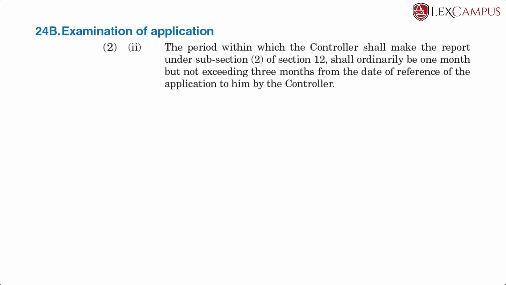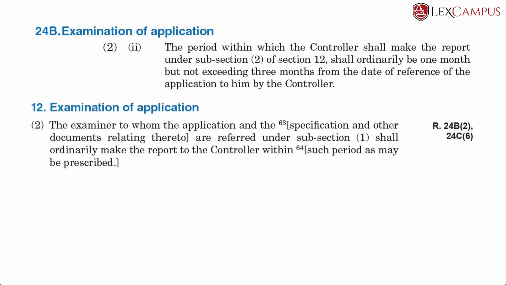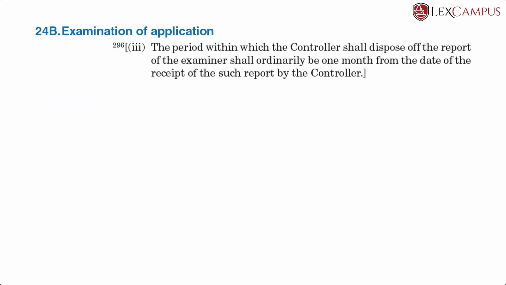Rule 24B(2)(ii). The period within which the examiner shall make the report under subsection 2 of section 12 shall ordinarily be 1 month but not exceeding 3 months from the date of reference of the application to him by the controller. So the examiner, once the reference is made by the controller, has to make this report within 1 month but not exceeding 3 months. So the examiner has 3 months to make this report under section 12. Rule 24B(3) states that the period within which the controller shall dispose of the report of the examiner shall ordinarily be 1 month from the date of receipt of such report by the controller.